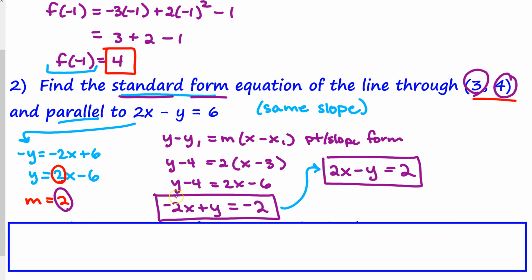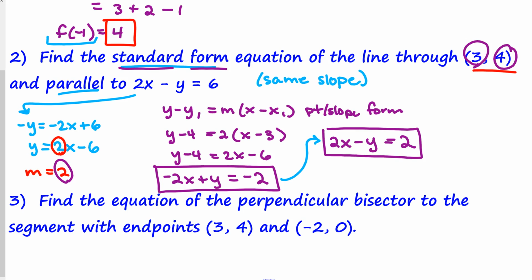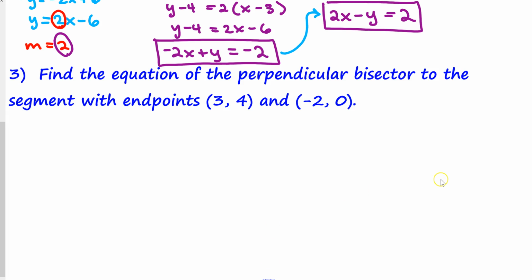Okay, let's see what's hiding under this box. I don't even remember, so this is pretty exciting. Oh, yes, I love this kind of problem. It incorporates a lot of ideas as well. This will be our last example. Find the equation of the perpendicular bisector to the segment with endpoints (3, 4) and (-2, 0).